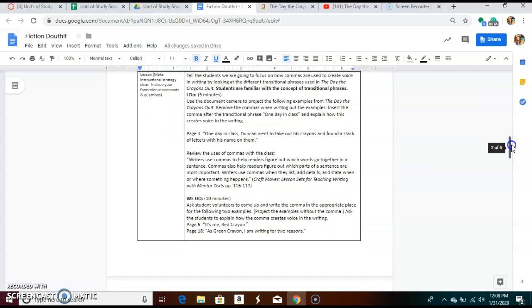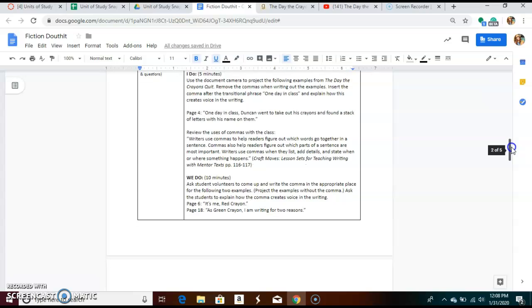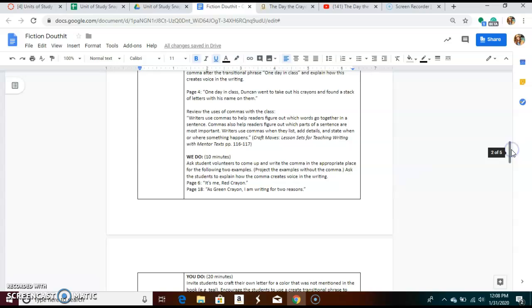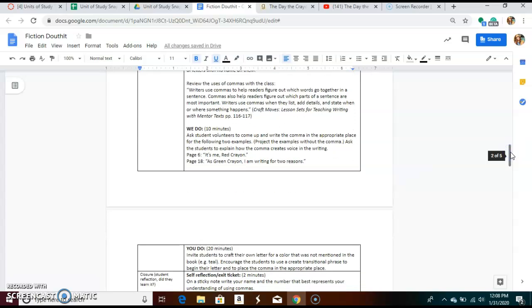Then the we do, I would have student volunteers add the comma where it's supposed to be from examples from the text. So I would be projecting the examples without the commas.